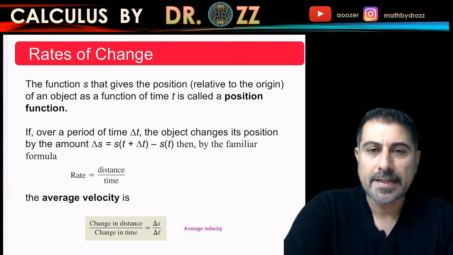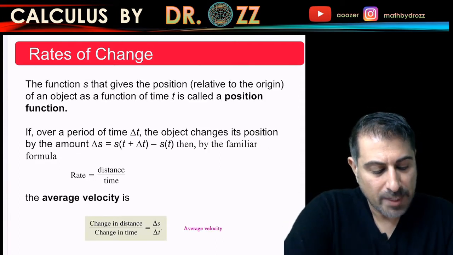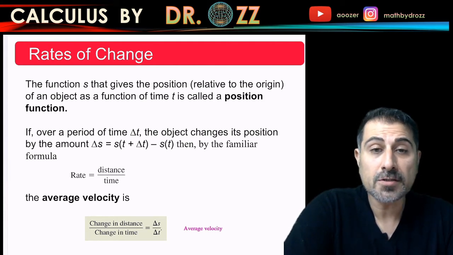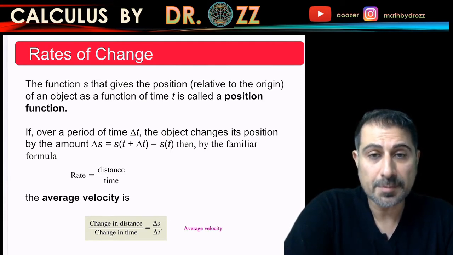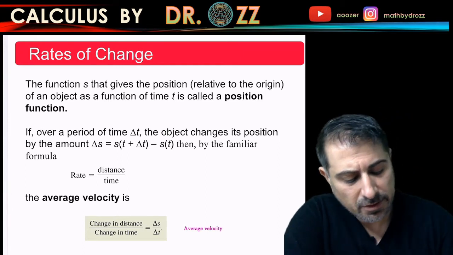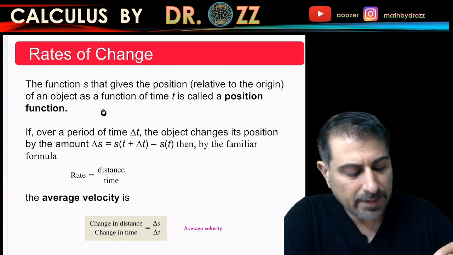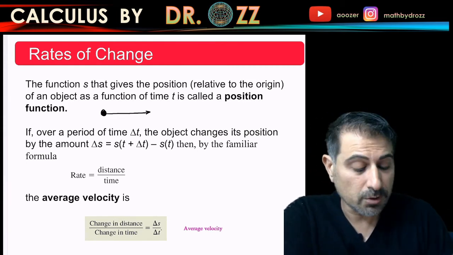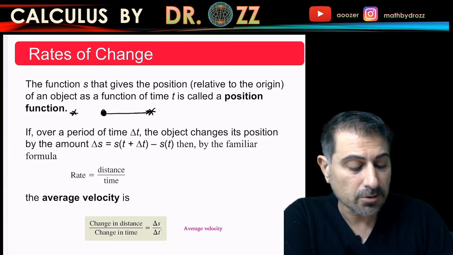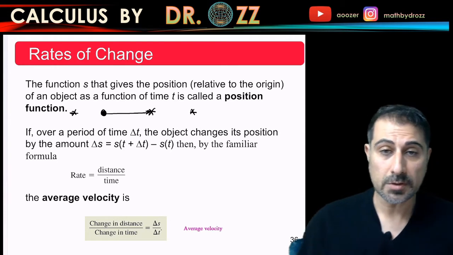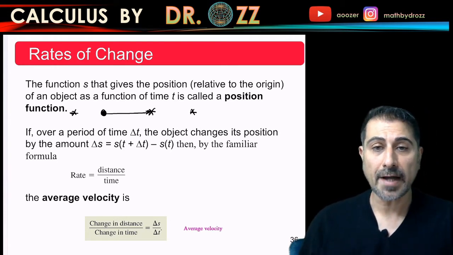Let's say that you have the function s providing you the position of an object as a function of time. So we call this function a position function. When we say position, let's say here's the origin, and s is telling us where we are based on the origin. Are we here or here or here? So s is going to tell us exactly where the position of the object is in time.